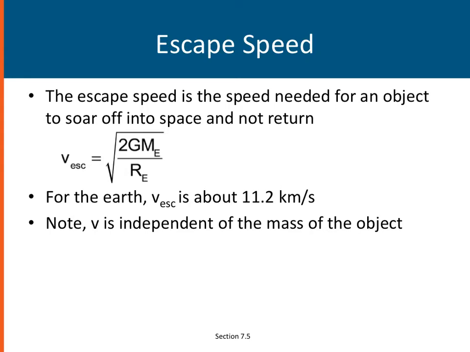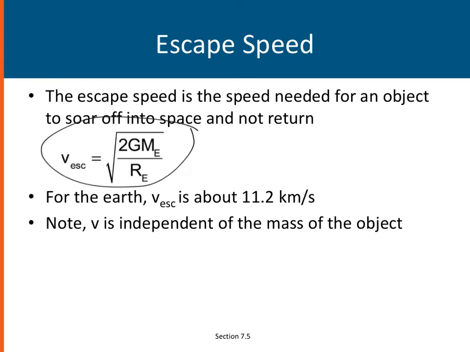So for Earth, the escape velocity would be the square root of 2 times the gravitational constant times the mass of the Earth divided by the radius of the Earth. For the Earth, it's about 11.2 kilometers per second, which is pretty fast, which is why we need to send rockets up pretty fast. We can't just slowly escape the atmosphere.